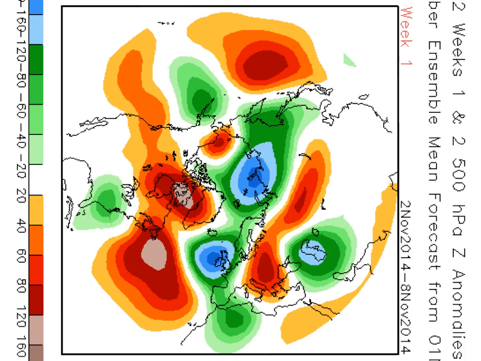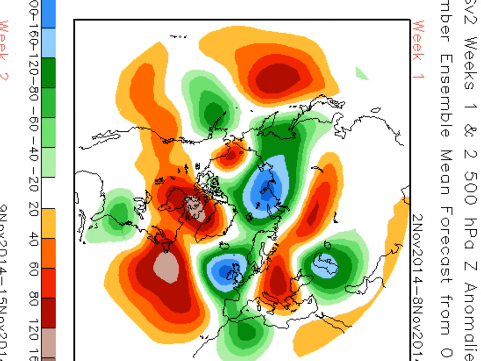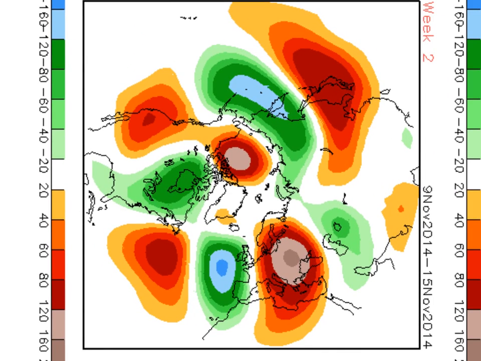So this is from the CFS. That too picks up on these trough ideas. Here it is for week 1 from the 2nd to the 8th of November. There's the area of low pressure across the country, those lower than normal heights. Week 2, 9th till the 15th. There's our trough, look, out towards the west, showing that anomaly quite nicely.